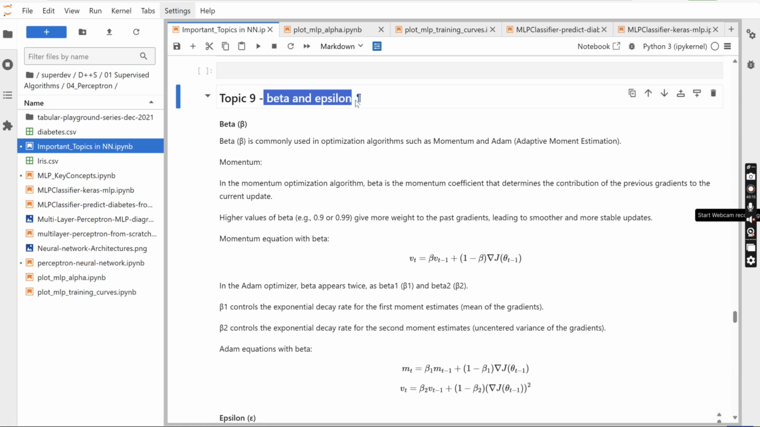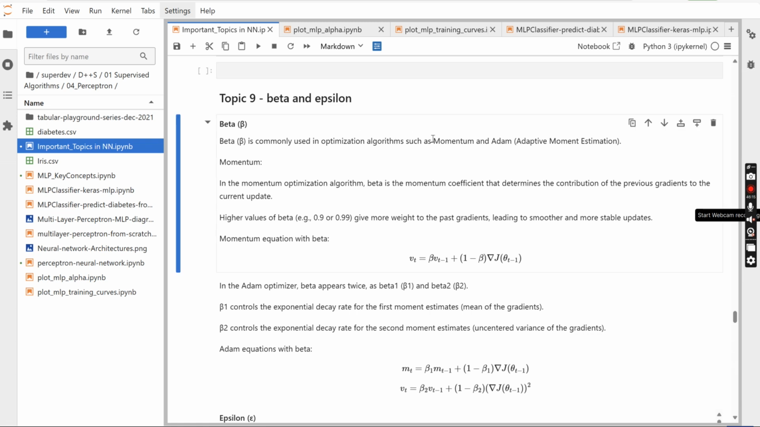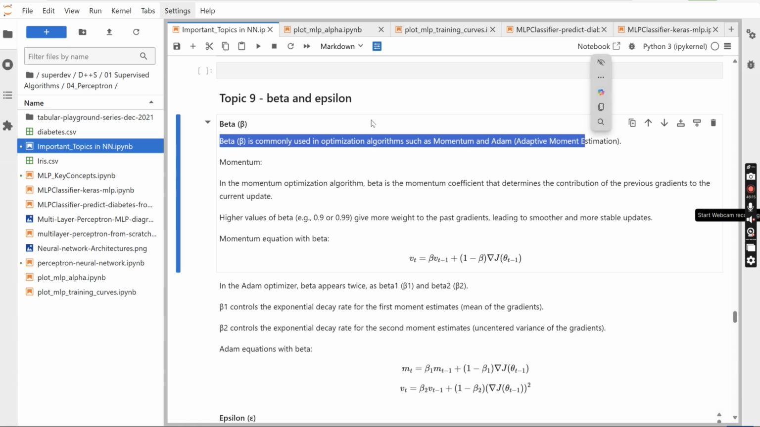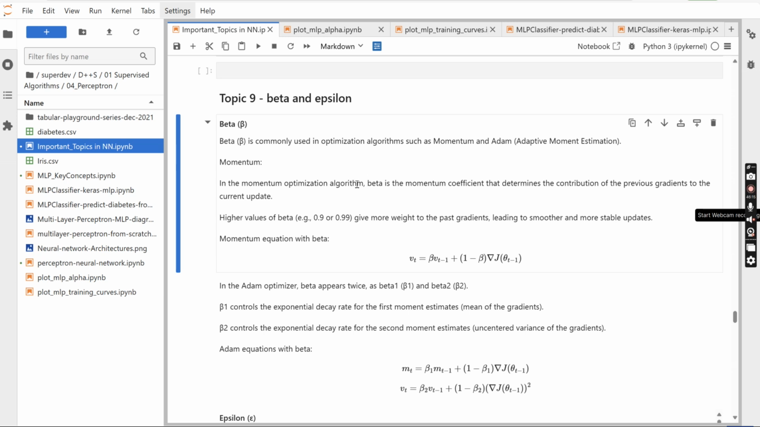Next parameter is beta and epsilon. Okay, beta, you remember the momentum coefficient we saw. This beta is that momentum coefficient. The reason I have included it here again is I wanted to show you one slight difference. When you use the momentum algorithm, there is only one beta. We call it the momentum coefficient, which takes into account the previous gradients to update the current one. Higher values of beta mean we are giving more weightage to the previous gradient.